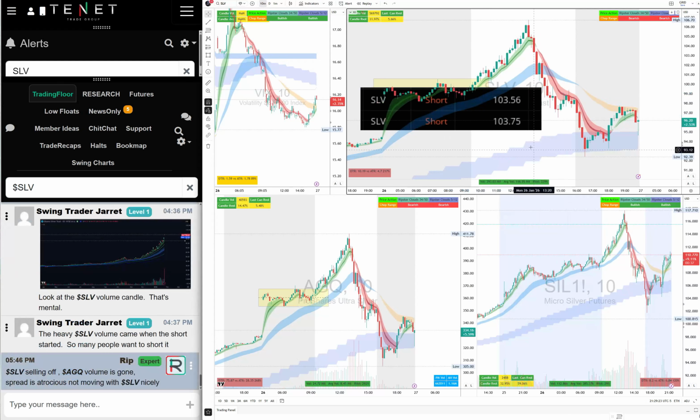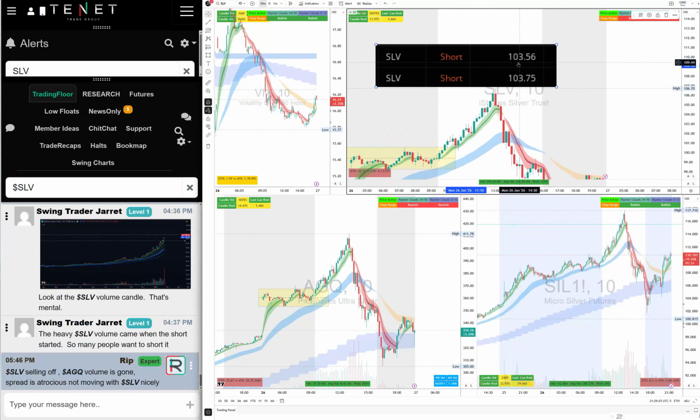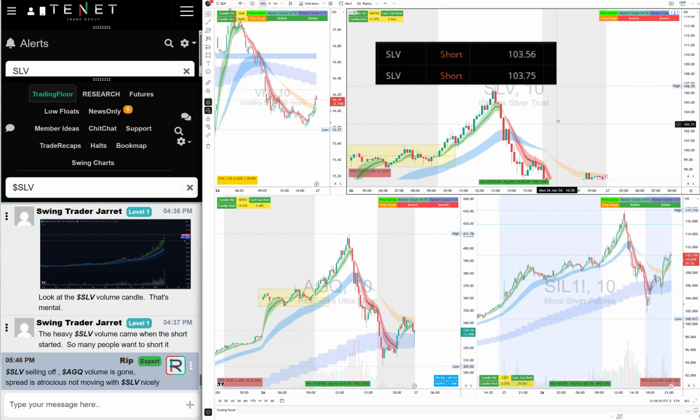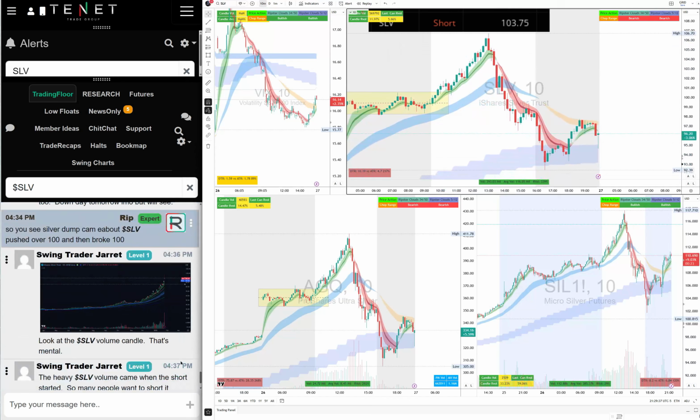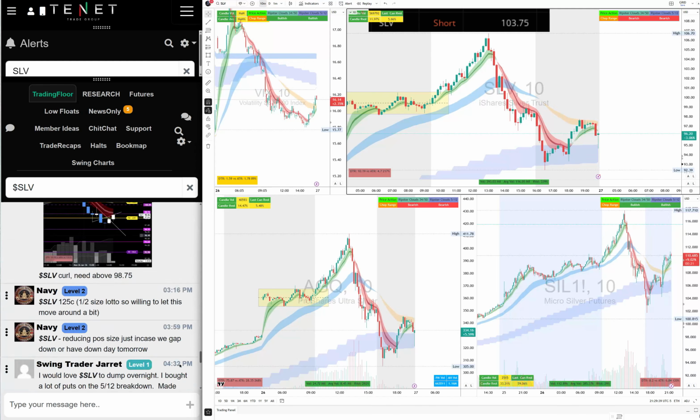So I was short right when it was breaking right here, when silver was breaking this 104 level. I started a short at 104, and we took it all the way down to 96. It was beautiful, like $7-8 per share profit on the short side, and that was silver.